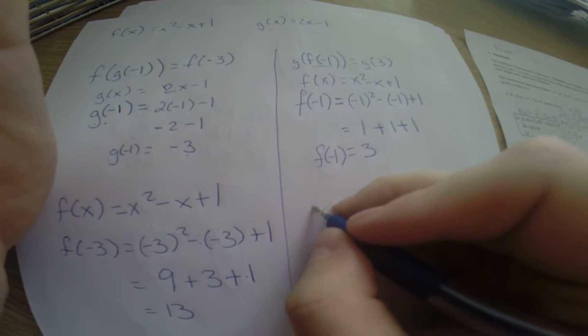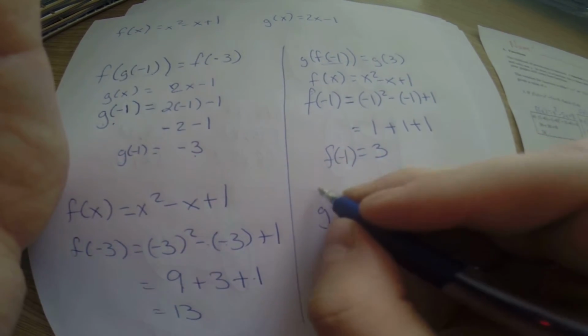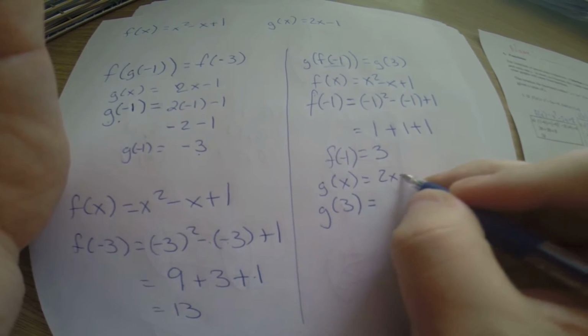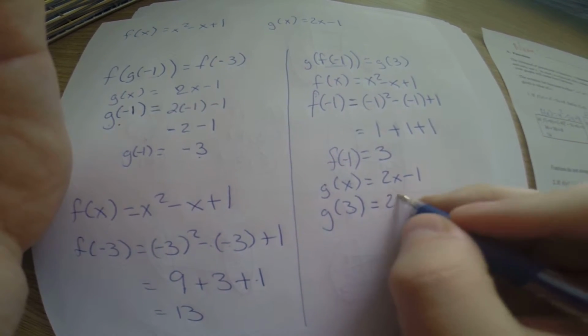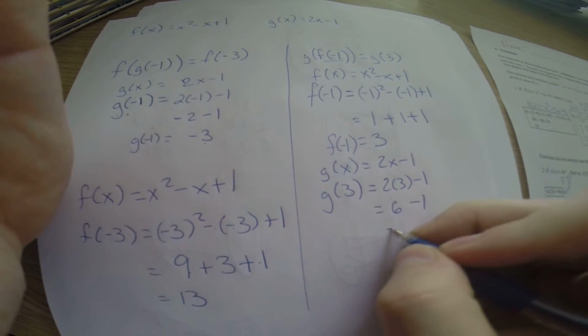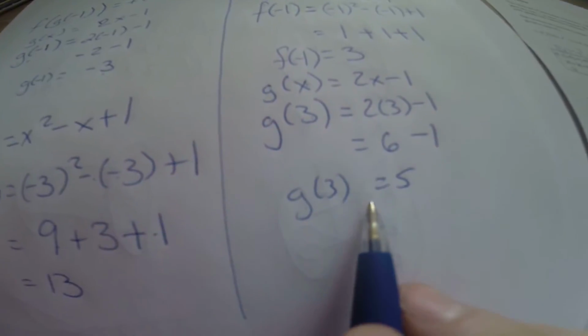And I'm going to solve for g of 3. So how do I solve for g of 3? Remember, directly above you write what it's equal to. So 2x minus 1, and every x is now 3. So 6 minus 1, which is 5. So note that earlier we got 13, here we got 5.